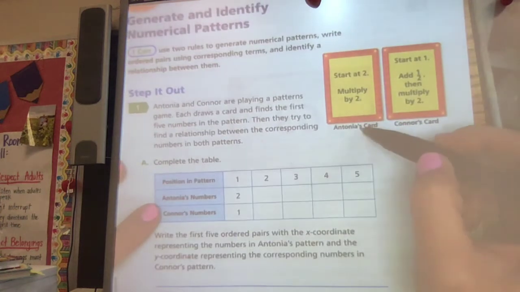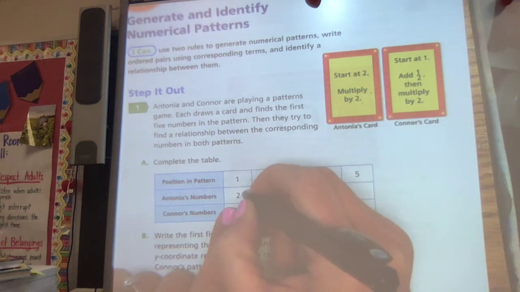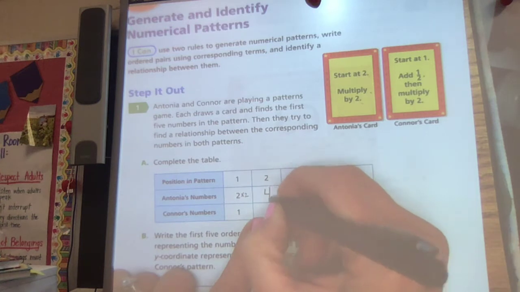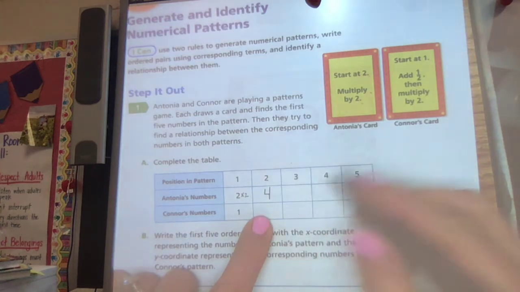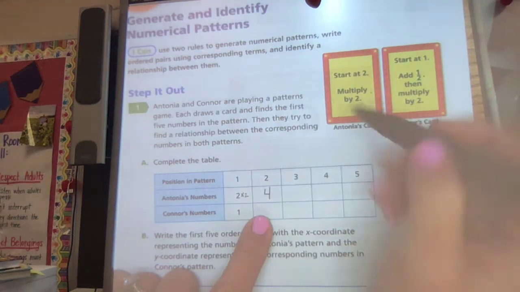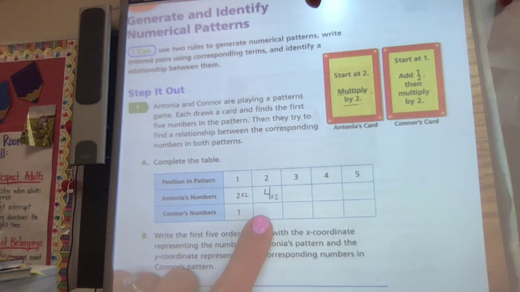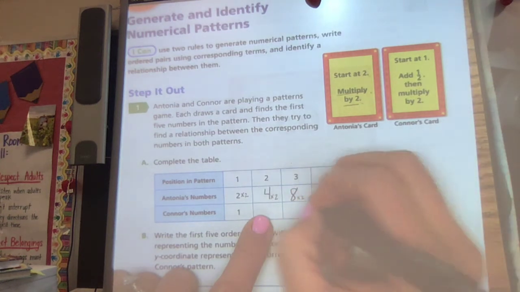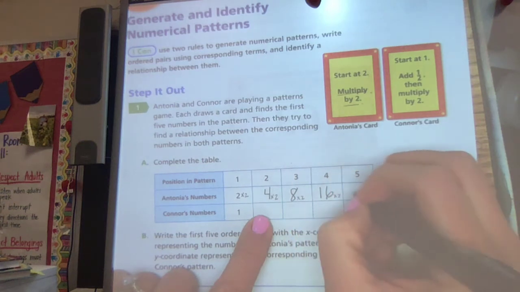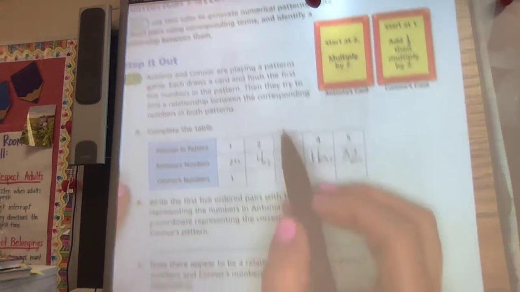Antonia, her card, start at 2, multiply by 2. So we just do what the rule says. So if we say 2, and you could even write times 2, we know that's 4. Now remember, one thing that I see happen is you start counting by 2's. It didn't say count by 2's, it said multiply by 2. So if we continue our rule of multiplying by 2, then that has to be 8. And then 8 times 2 is 16, and 16 times 2 is 32. Okay?